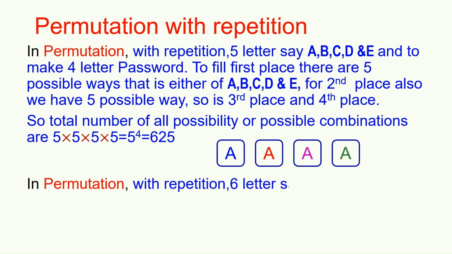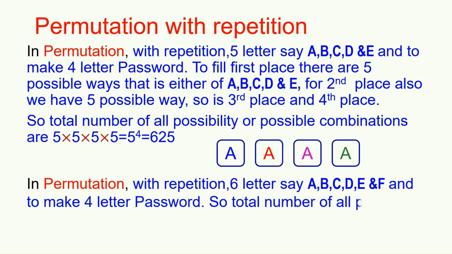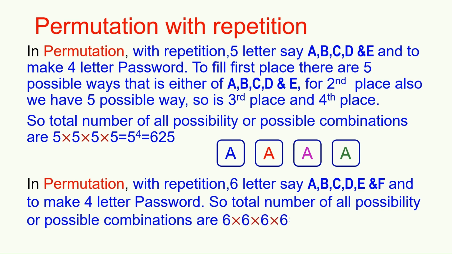In permutation with repetition, take 6 letters, say A, B, C, D, E, and F, and make a four-letter password. So the total number of all possibilities or possible combinations is 6 times 6 times 6 times 6 equals 6 to the power of 4 is equal to 1296.